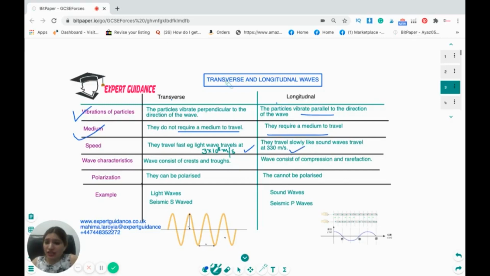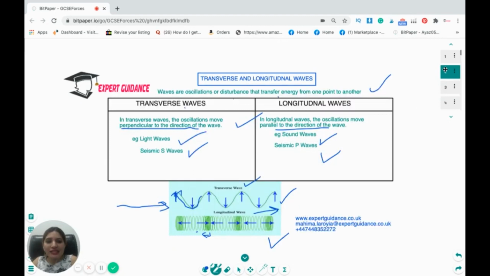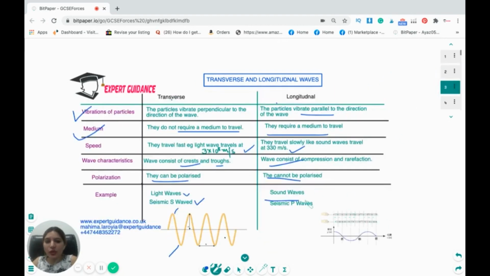If you look at the characteristics of the wave, the transverse wave has crest and trough. So this top point is crest, the bottom point is trough. Whereas in a longitudinal wave, the wave consists of compressions and rarefactions. The transverse waves can be polarized, whereas a longitudinal wave cannot be polarized. You need to know the examples. Light waves and the seismic S waves are the transverse wave, and sound waves and seismic P waves are the longitudinal waves. Now, this slide is very, very important. They often ask in the exam the examples, the difference, the definitions of transverse and longitudinal wave. So make sure you remember this table.